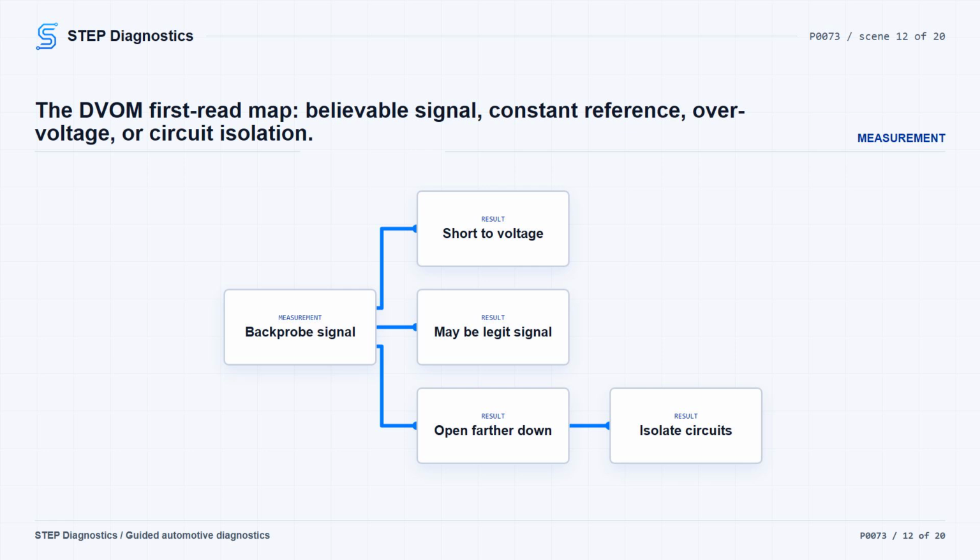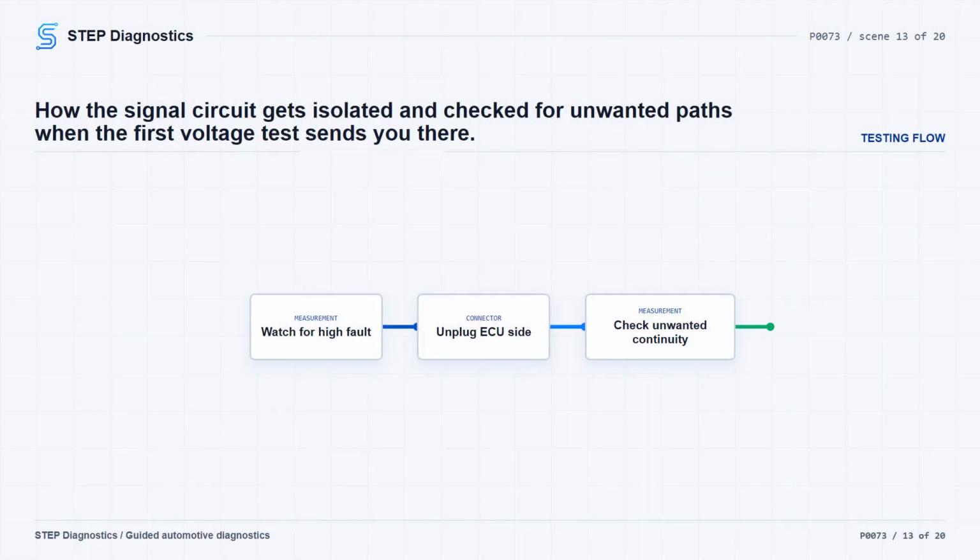If the signal is a constant 5.0 volts, that points toward an open farther downstream, most likely the sensor or the sensor ground side. If the signal is above 6.0 volts, look for the signal circuit shorted to another voltage supply. If the voltage test directs you into more circuit isolation, disconnect the temperature sensor and ECU harness connectors and check the temperature sensor signal circuit for high resistance and short to ground.